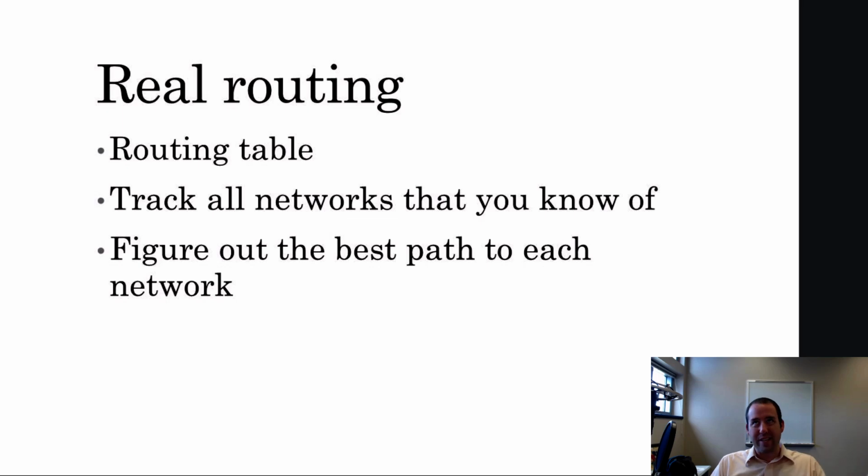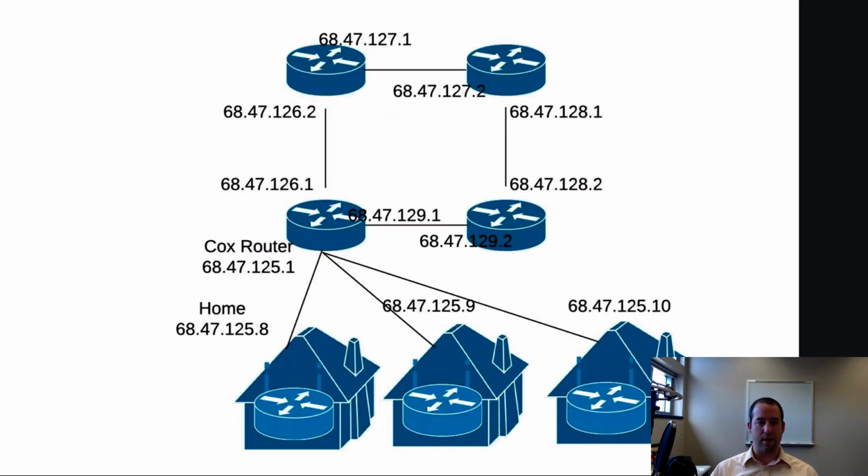And there might be ties. There might be 2 ways that are equally good at getting somewhere. But the routing table is just going to keep track of how to get from network A to network L, or network A to network Z. And all of those different networks are stored in that routing table. So this is what it might look like inside of Cox's network after I send something to the router.